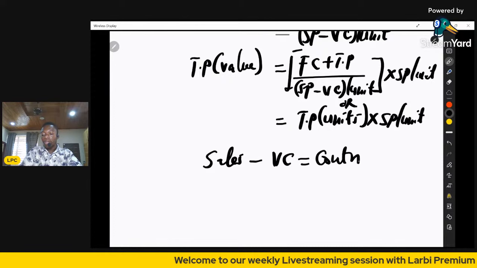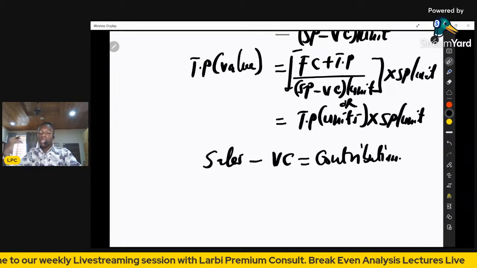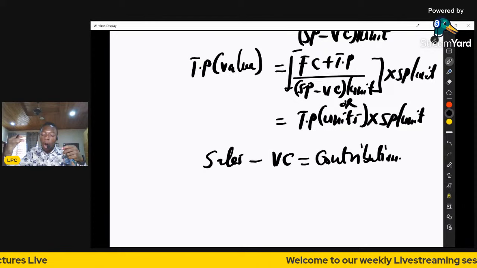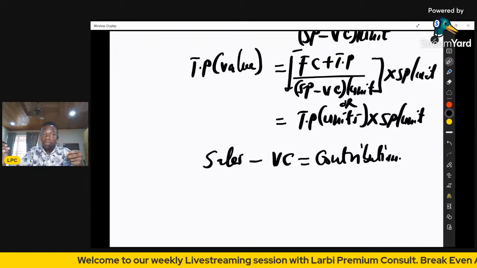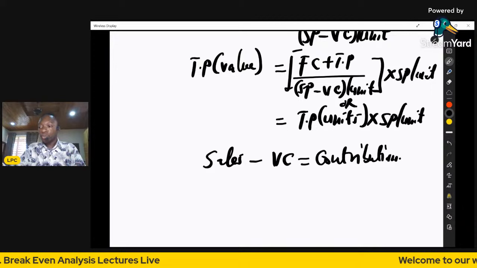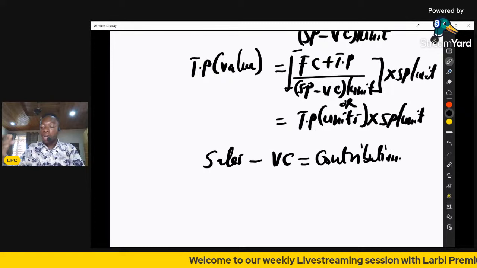And what is contribution? Contribution is actually the difference between the sales minus the variable cost. And as I said, it can be selling price per unit minus the variable cost per unit, that will fetch you the contribution per unit, or it can be the total sales minus the total variable cost, that will also fetch you the total contribution. So we use contribution to represent the profit when it comes to businesses. So under break-even, we use the word contribution. So when we have our sales compared to variable cost, we get contribution.